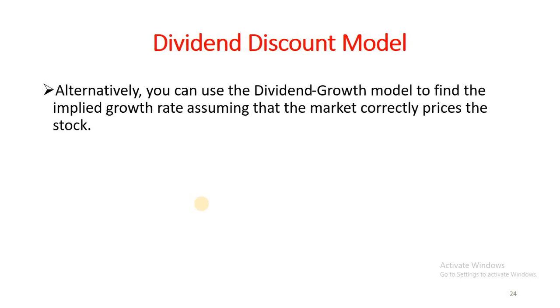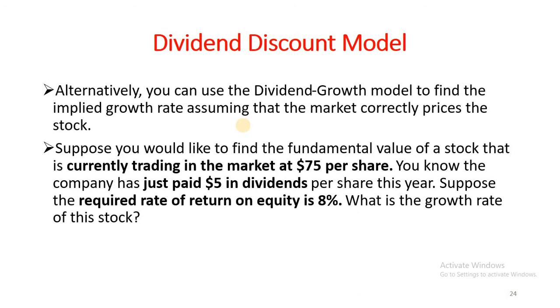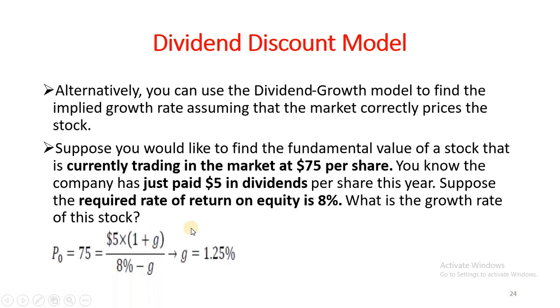We can also use the dividend discount model to find the growth rate or required rate of return of the stock. Let's look at the example over here again. Currently, the stock is trading at $75. The most recent dividend payment is $5, and the discount rate of this stock is 8%. Now we have to find the growth rate of this stock.